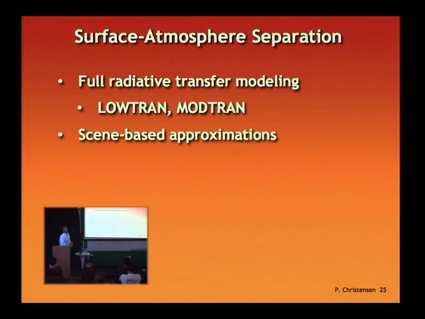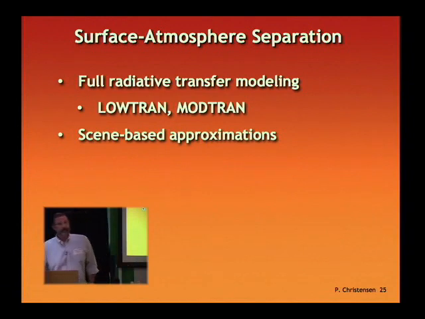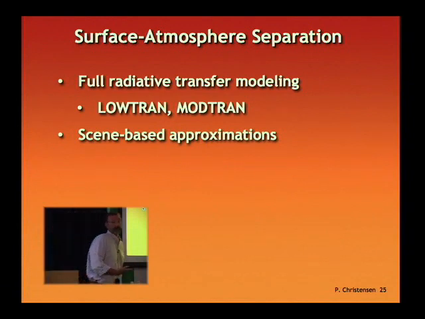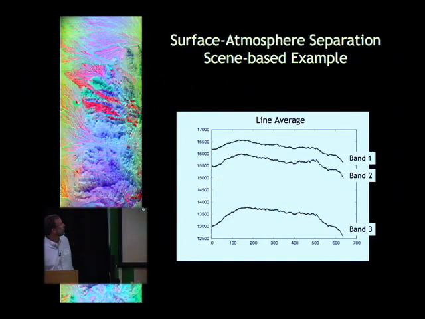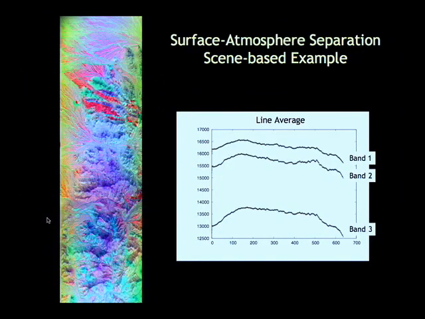There's basically 2 ways to go. You can do very sophisticated radiative transfer modeling, and there's packages that do that, where you put up a radiosonde and you measure the temperature and the pressure and the water vapor and all this stuff, and it goes into an incredibly complicated model, and you try to remove that signal from the ground. Or you can do scene-based approximations, which in the real world are the only practical way to go. And there's a bunch of ways to do that, and I'll just show a quick illustration.